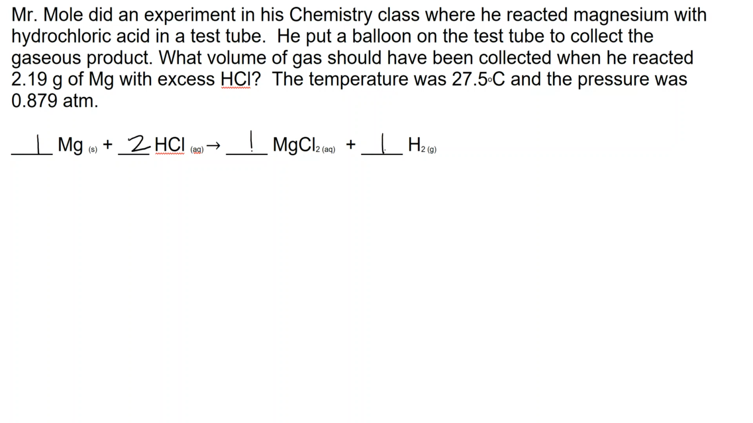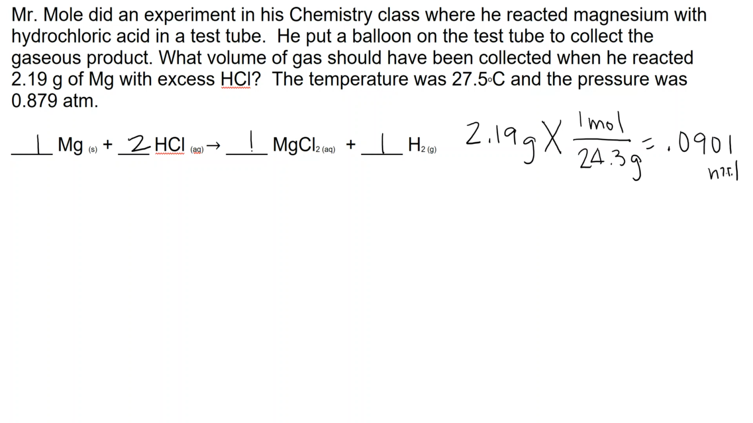The number that we need to begin with is 2.19 grams of magnesium. So we will first change those grams into moles. You can use the mole roadmap, which says we should put 1 mole on the top and the molar mass of magnesium, 24.3 grams, on the bottom. When you do that math, you should get a number of 0.0901 moles. That is the amount that we're going to put into our BCA table.